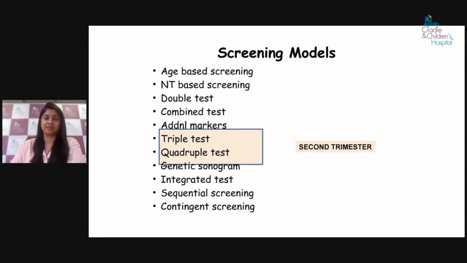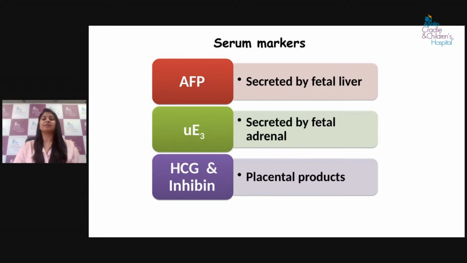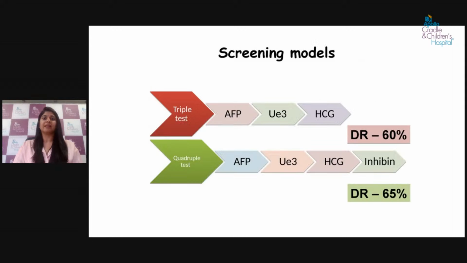Screening models: one is age based screening, one is NT based screening, double marker test, combined test, additional markers. Like I've already said, in the second trimester, the triple test, the quadruple test, and the genetic sonogram, with an integrated test, sequential screening, and contingent screening. These are the serum markers in the triple marker: AFP, estradiol, HCG, and when you include inhibin, it becomes a quadruple. In the triple test, the detection rate is about 60%, and when you add inhibin in the quadruple test, the detection rate is about 65%.